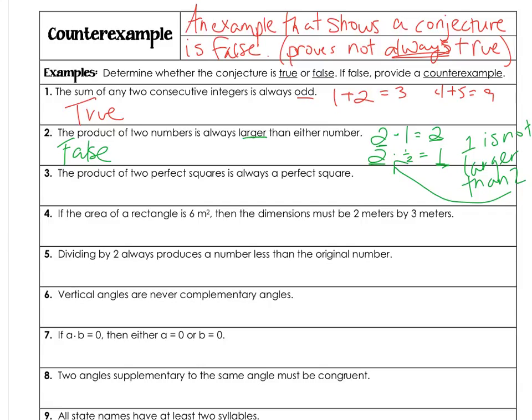For number 3, the product of 2 perfect squares is always a perfect square. So again, check some examples. So a perfect square would be like 4, because the square root of 4 is 2. And say 9, because the square root of 9 is 3. So if I multiply those together, I get 36. And I can take the square root of 36 and end up with 6. So it is a perfect square as well. So that one does work.